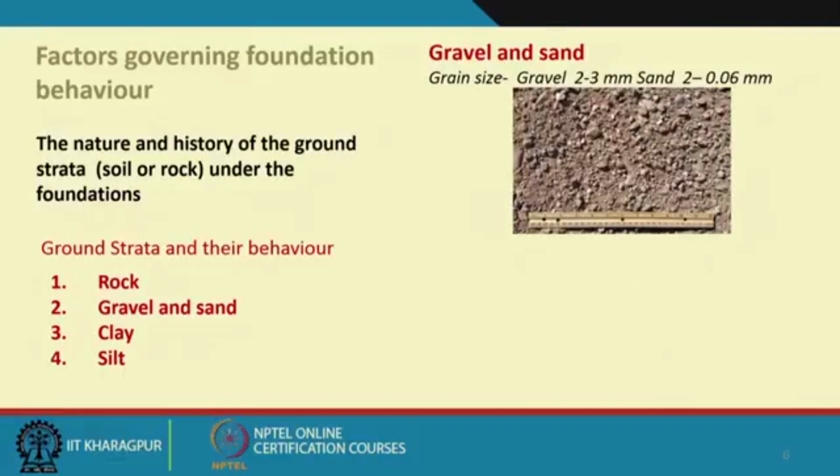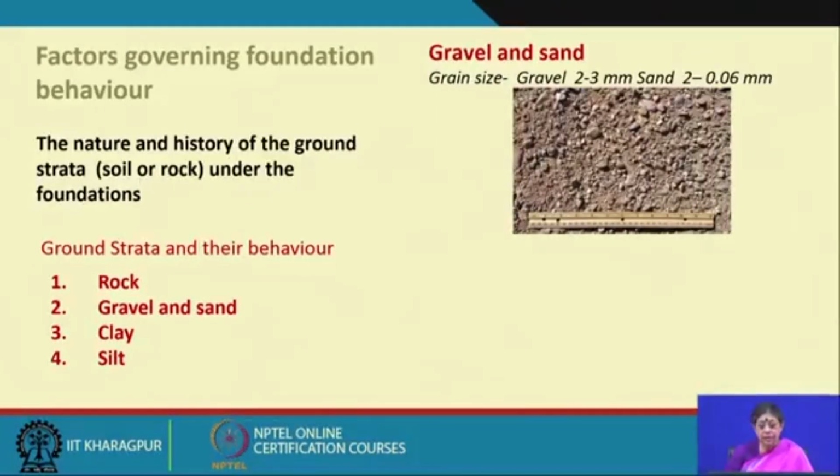Now, we are talking about the gravel and sand. It is basically the difference between the grain size, where the gravel is 2 to 3 millimeter and the sand is 0.06 to 2 millimeter. Otherwise, behavior-wise they are more or less the same. It is the difference in their size which makes the difference.